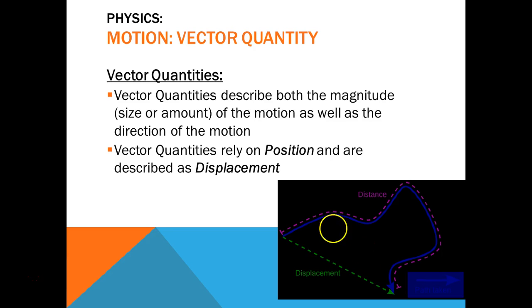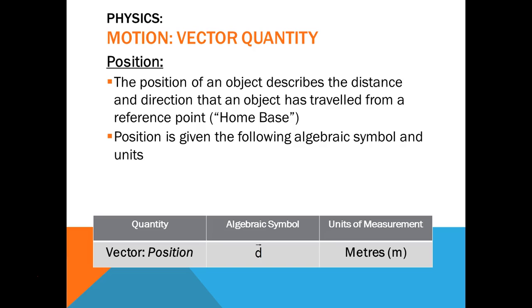A vector is different. A vector describes both the magnitude, which is the amount, like the 12 meters or 1,000 kilometers, but it also tells us the direction of the motion. So we have to know if we're going east or west or northwest, positive or negative direction. The quantities that we'll use are position and displacement. So distance was only the number. Displacement is going to tell us the number and the direction.